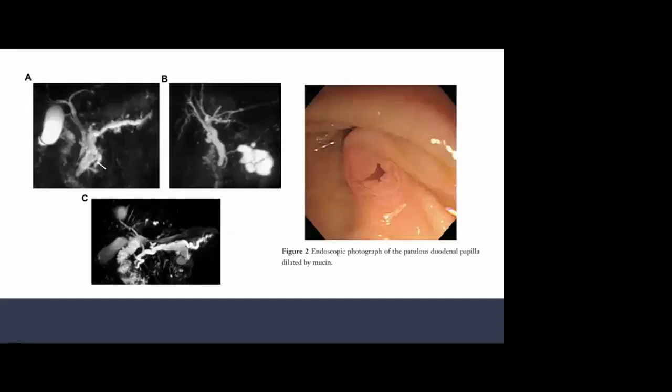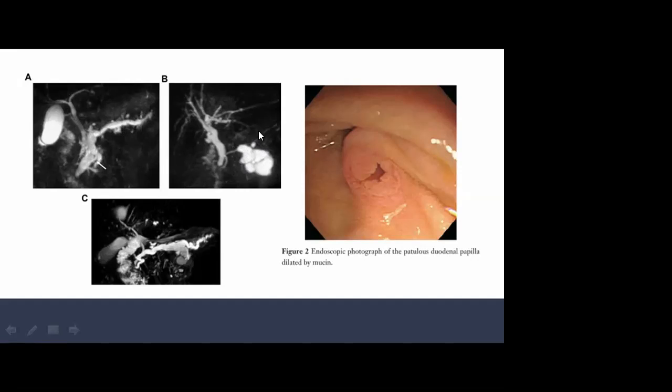These are typical radiological and endoscopic pictures of an IPMN. Here we can see a bulged papilla with mucus discharging from the papilla, which is typically described as a fish mouth appearance. And here, this is the picture of a main duct IPMN. We can see only the main duct is dilated, and here the main duct is not dilated, but there is a cystic dilatation of the branch duct which is communicating with that of the main duct.